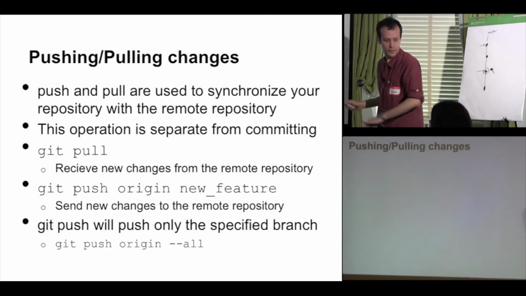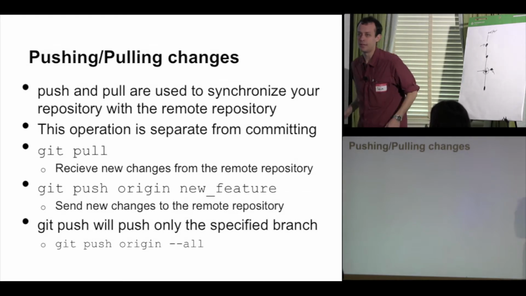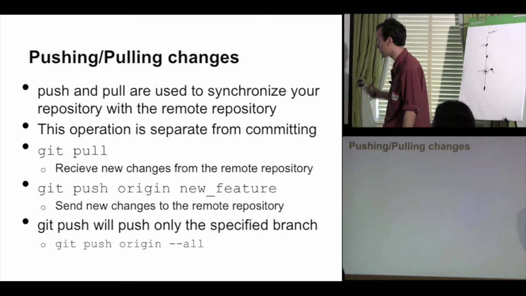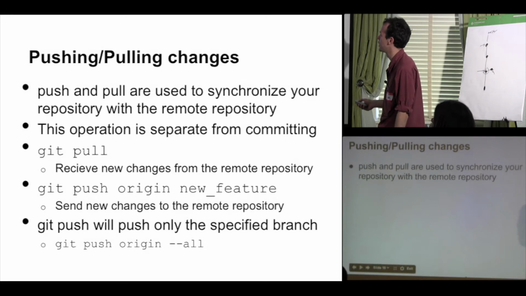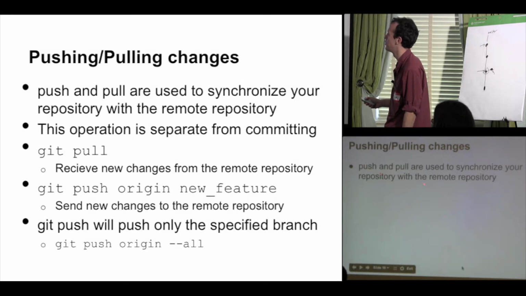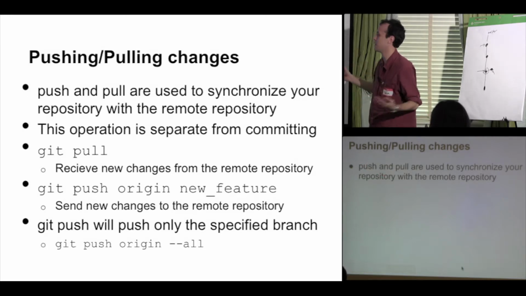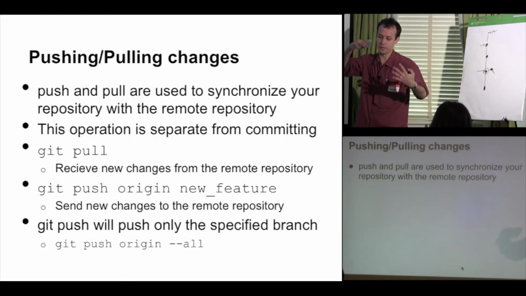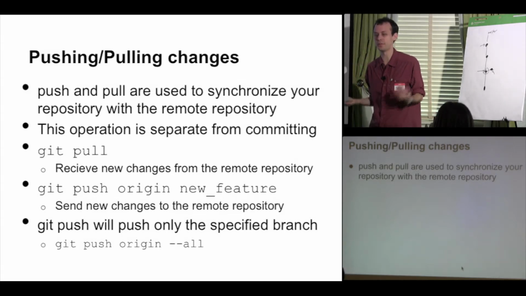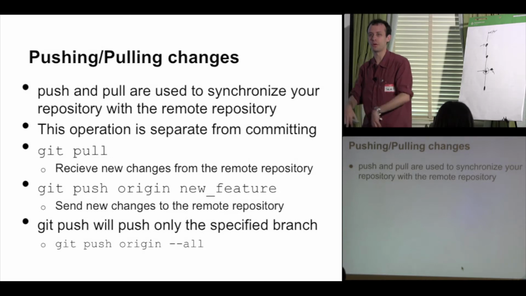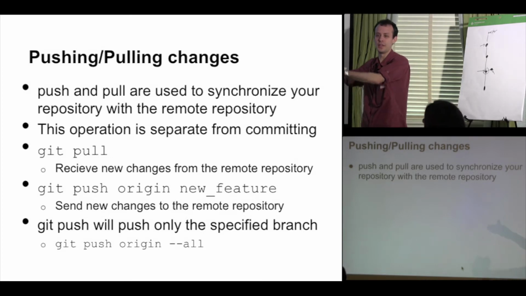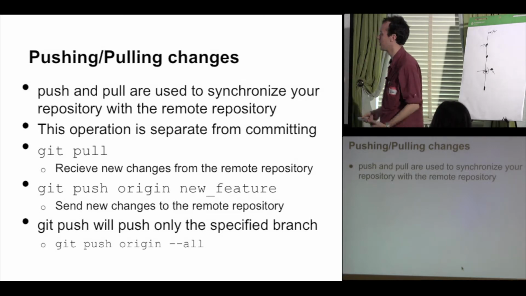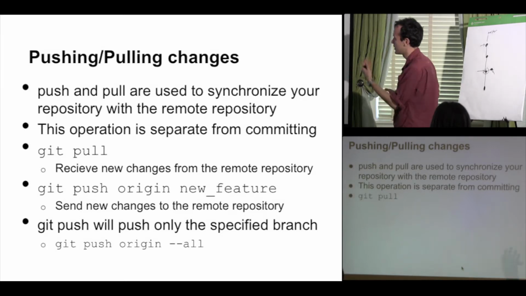All right. So I think we're getting towards the end, and then you guys can actually work on the tutorials. I just want to talk about pulling and pushing changes. These other two commands, called pull and push, are used to synchronize your remote repository with the local repository. What I was talking about before is that commit modifies your local repository. Pull and push move changes between the remote repository and the local repository. And this is separate from committing.